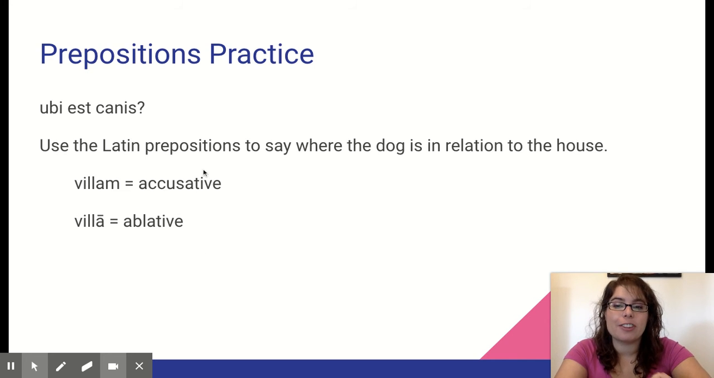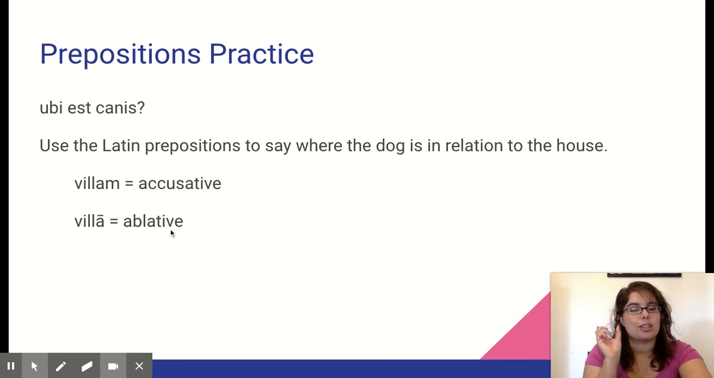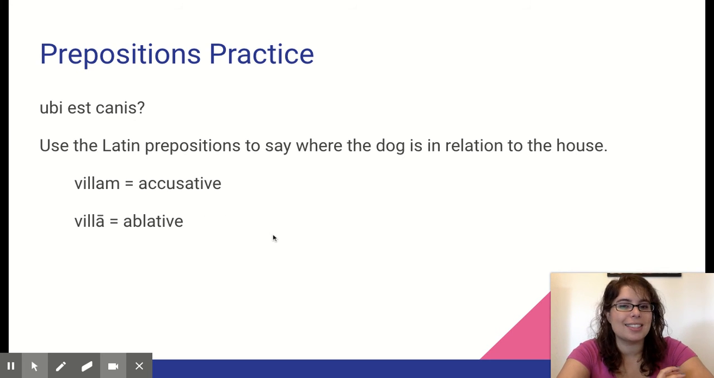So villam for the accusative, villa with a long A for the ablative, and then pick the preposition that is going to work best to show where the dog is in relation to the house. So, ubi est canis?